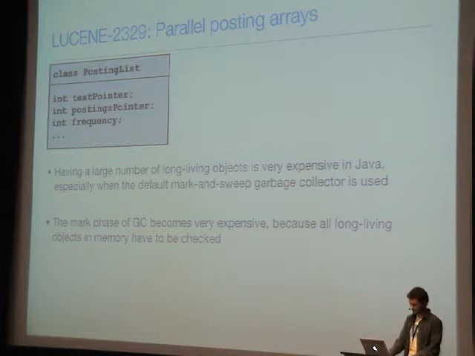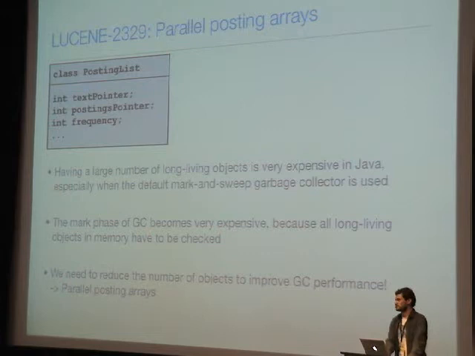So we wanted to reduce the number of objects. Right now, the number of objects were dependent on the number of terms you would see, but we wanted to make it constant. That no matter what documents you have, no matter how many documents you index, Lucene only uses a constant number of objects.